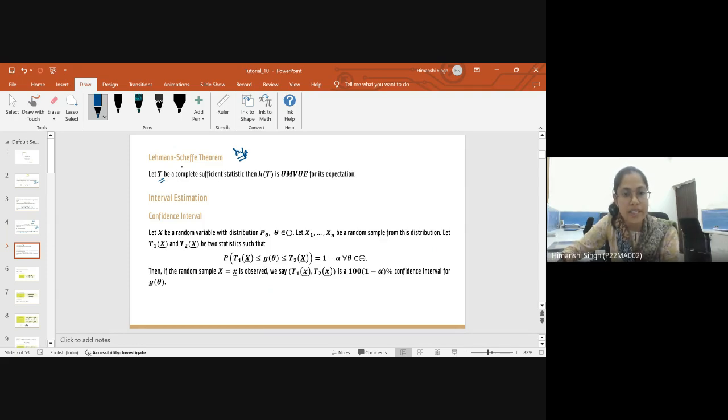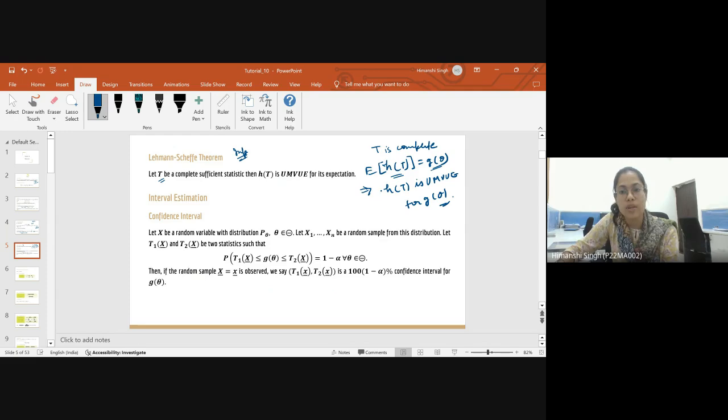So basically what it is saying is that if T is complete, so basically this is a complete sufficient statistic, then h(T), if I consider the expected value of h(T) to be g theta, then h(T) is an unbiased estimator of g theta. Okay, this implies that if T is complete, then h(T) is the UMVUE for g theta.